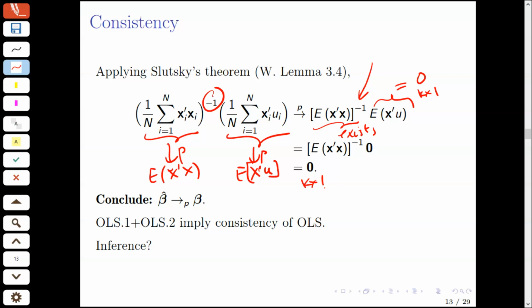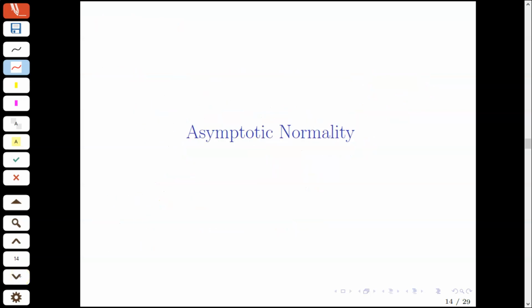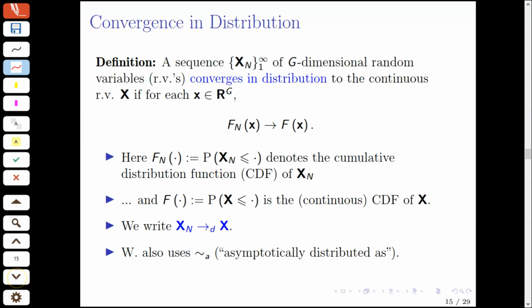Alright, so we've established consistency of the OLS estimator, which is a neat result, but it doesn't really allow us to do any sort of inference. It doesn't facilitate inference. So let's move on to talking about a way for obtaining useful methods for inference. That is, let's move on to discussing the notion of asymptotic normality. For the purpose of establishing some sort of asymptotic normality result, we'll need the notion of convergence in distribution.